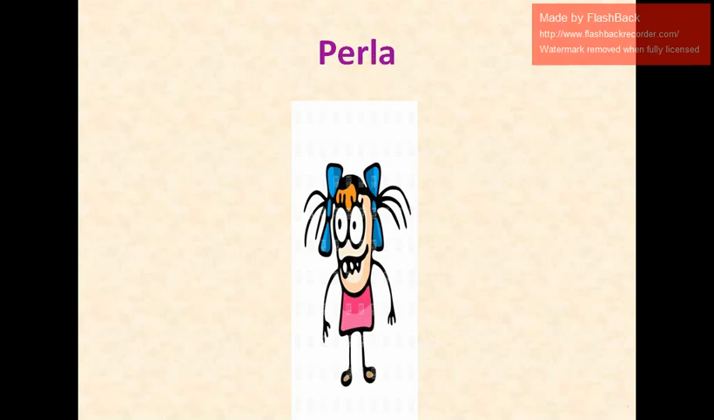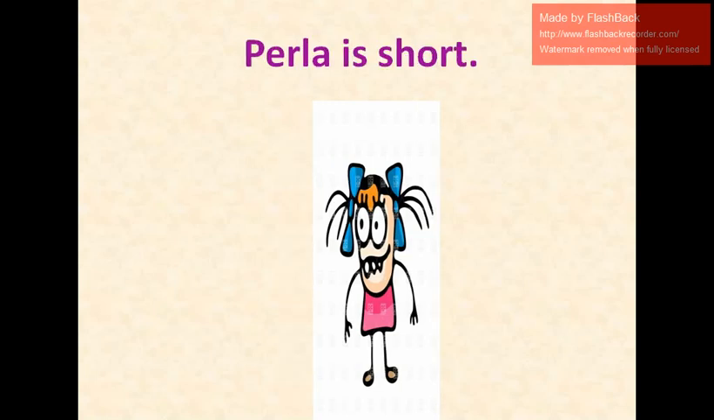Now, if I want to describe Perla, use an adjective. How can you describe Perla? Tell me. You can say she's funny. You can say she's short. You can say she's thin. Or you can say she's very little. Okay, I will choose this adjective. I will say Perla is short. This is the adjective. It's a describing word. Short describes the noun Perla, or the proper noun.